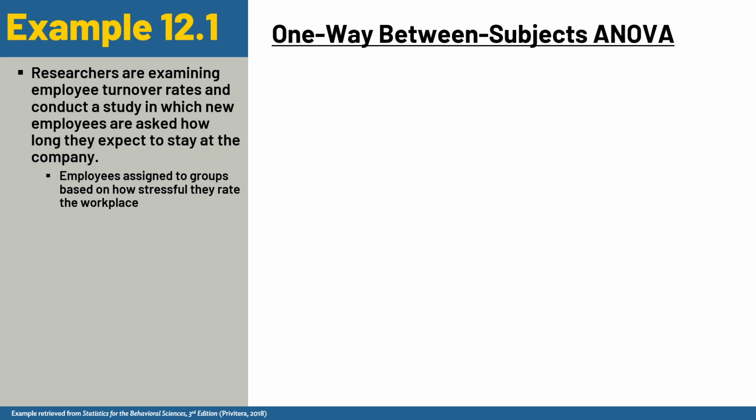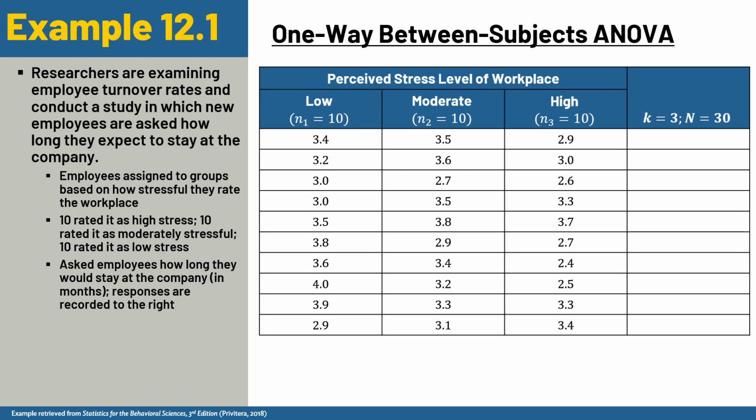And so employees are assigned to groups, as we're doing this, we also ask them questions about how stressful they think the workplace is. And then we assign them into groups based off what they report. So if 10 say it's highly stressful, then we group them as high stress. 10 said it was moderately stressful, so we group them as moderately stressed. And 10 rated it as low stress. And then we ask them, like we said, how long they would stay at the company in months. Or maybe this is years. We'll just say it's months.